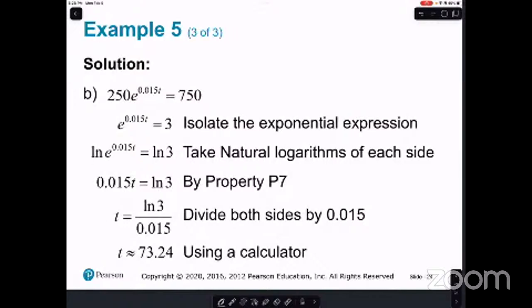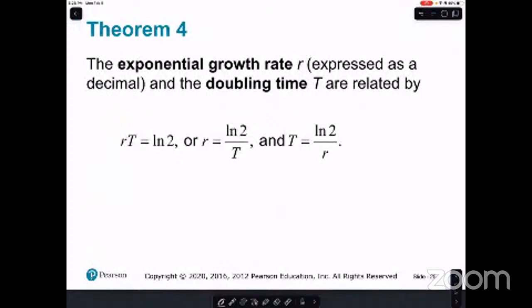The exponential growth rate expressed as a decimal, and the doubling time are related here. Okay. So the doubling time, I usually just use this one. So the doubling time is going to be equal to the natural log of 2 over r. All right. I just go from there. And then I can generate the others, right, through algebra. Okay. We'll come back to that.